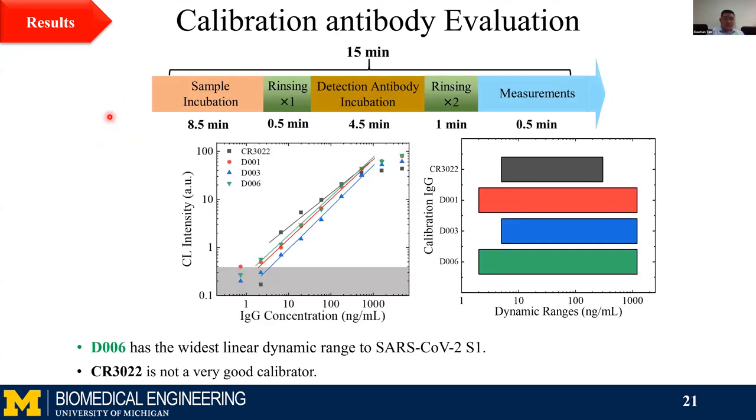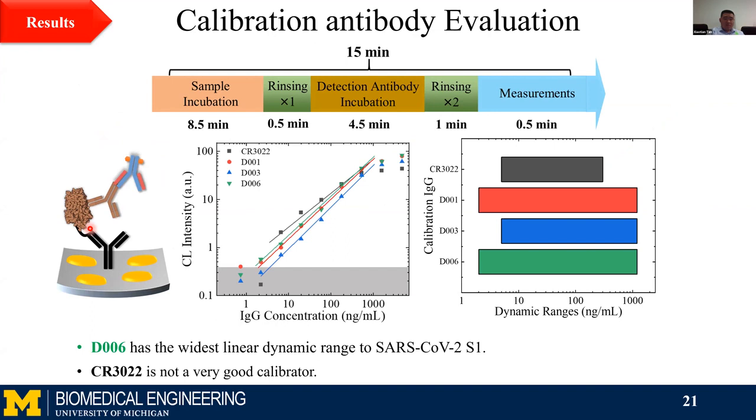So we decided to test them in more realistic settings, like this. We still immobilize the S1 proteins through the anti-His antibody, and we use a sandwich ELISA structure to detect the concentration of this calibrator antibody. Here are the entire dynamic ranges of these 4 antibodies. Apparently, CR3022 has the narrowest linear dynamic range. It's only between 5 and 300 nanograms per mL.